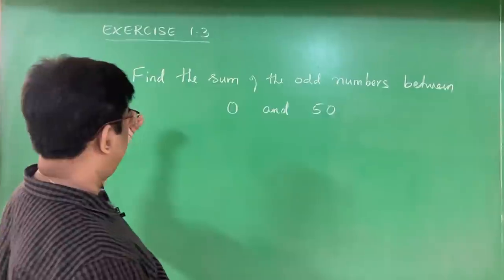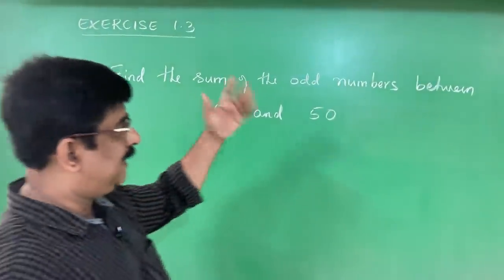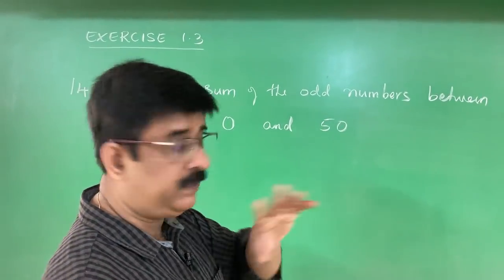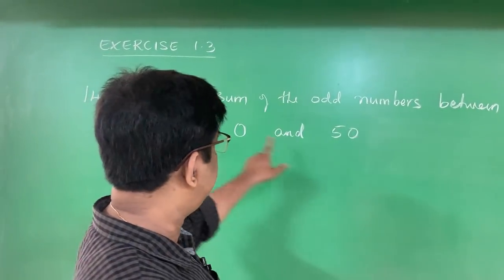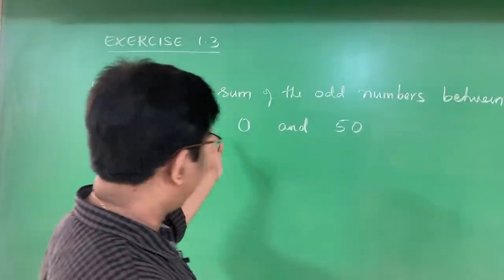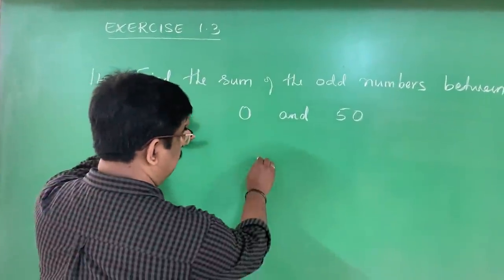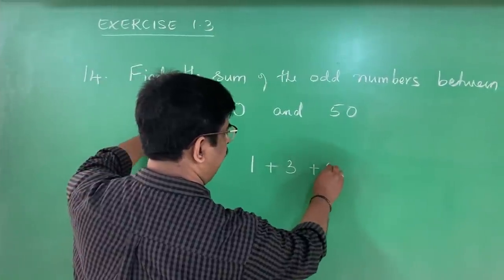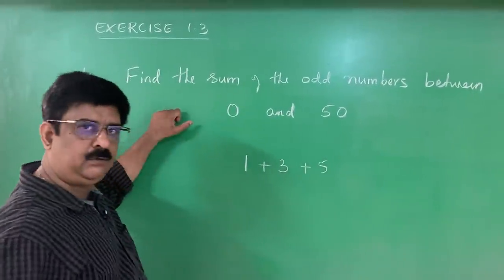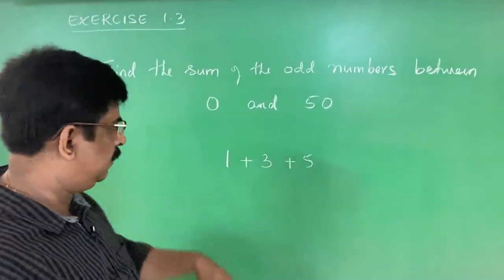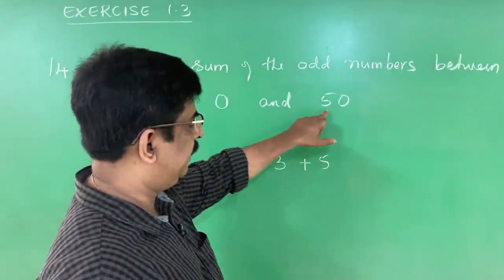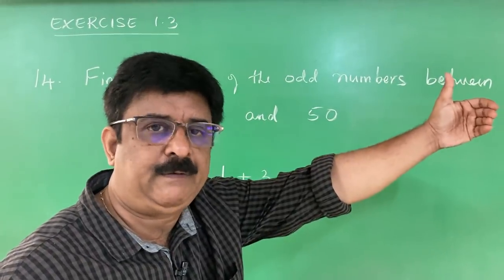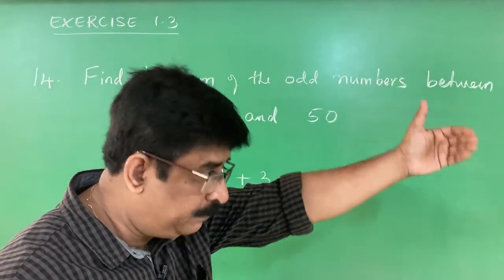See, 14th problem. Find the sum of the odd numbers. Odd numbers means what? The numbers which are not divisible by 2. Between 0 and 50. Between 0 and 50, odd numbers means the first one is 1, the next is 3, next is 5. These are all odd numbers. You know the difference between an odd number and an even number. And up to 50. 50 is not an odd number. We should not go to 51, 52.